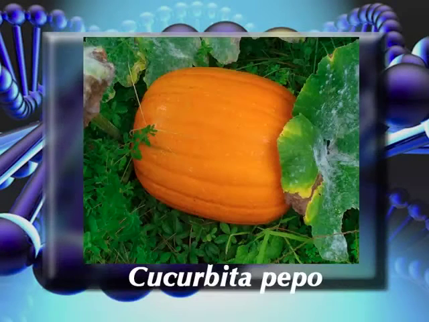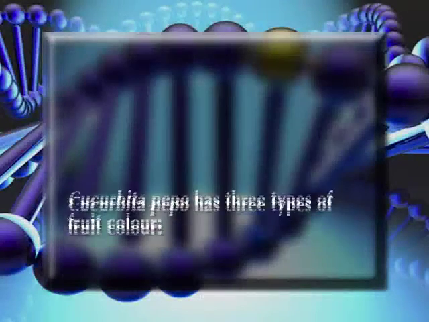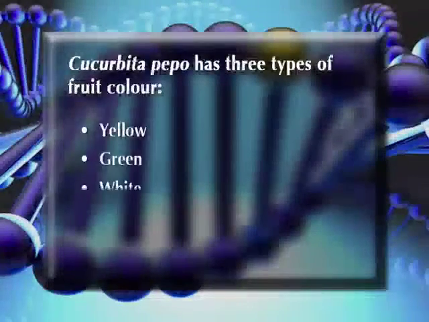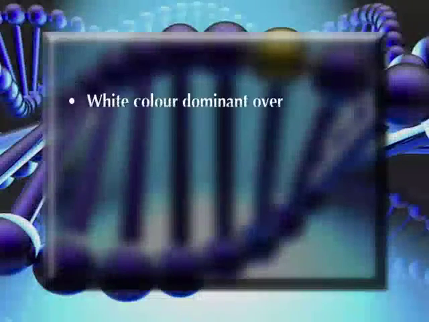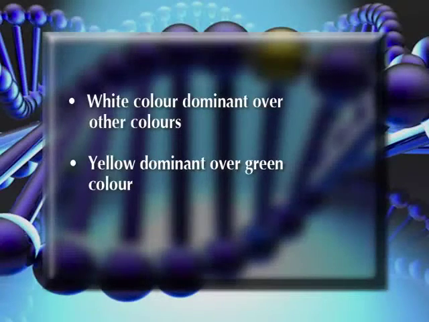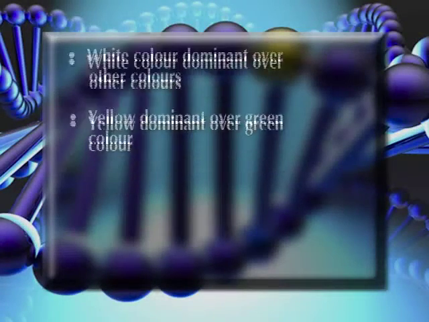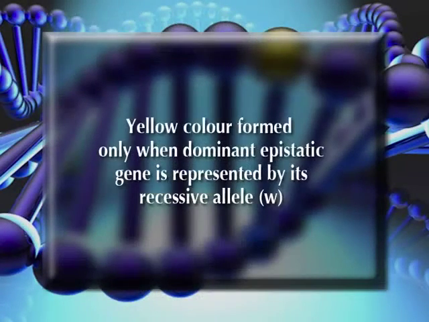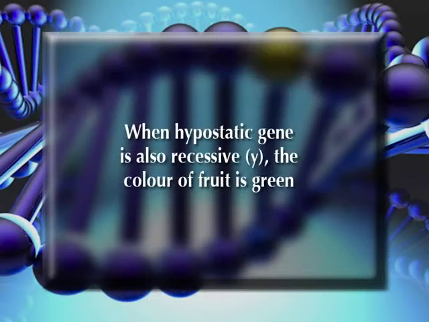Fruit color in Cucurbita pepo. In Cucurbita pepo, there are three types of fruit colors: yellow, green and white. White color is dominant over other colors, while yellow is dominant over green color of the fruit. Yellow color is formed only when the dominant epistatic gene is represented by its recessive allele. When the hypostatic gene is also recessive, the color of the fruit is green.